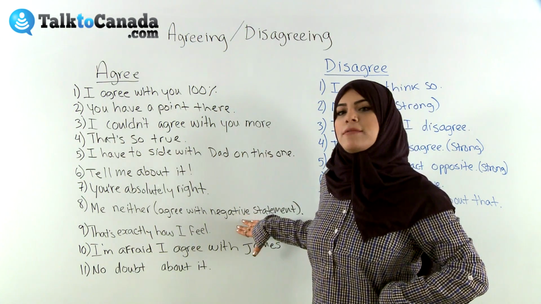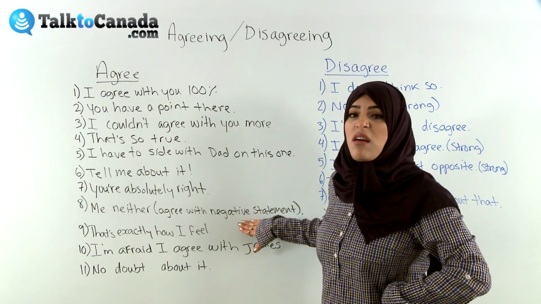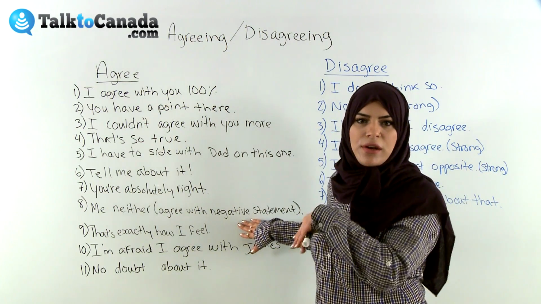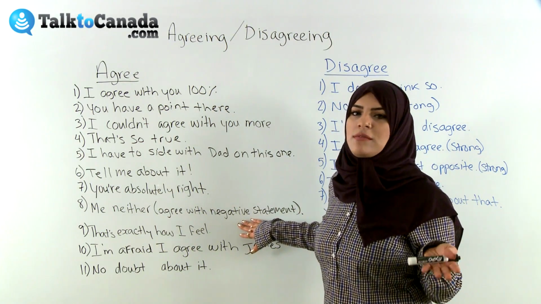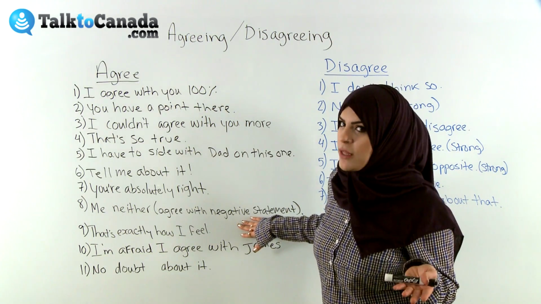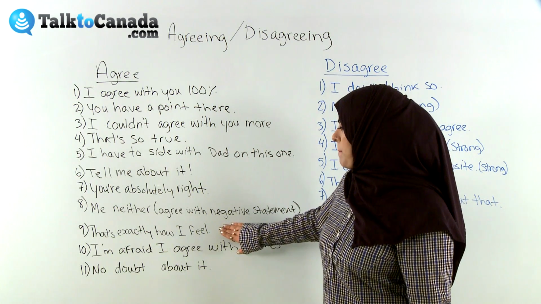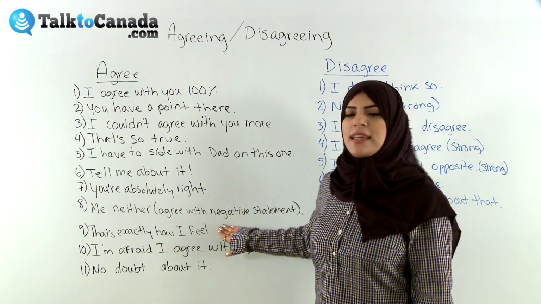Sometimes people say negative statements. Like, I'm not going to that party tonight. You can say, me neither. So you're agreeing with the person and you're probably not going to go either. So that's one thing to say. Another is, that's exactly how I feel.